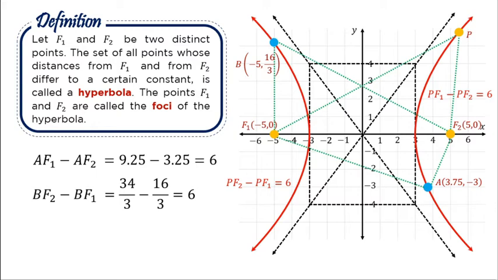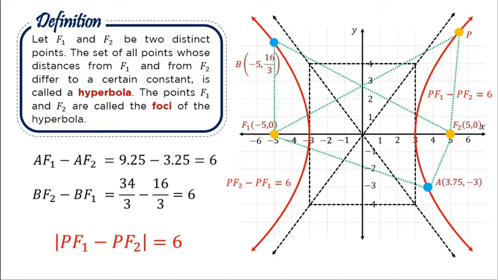Since the points could be located on the right side or on the left side, to guarantee the same difference of the distances, we will now take the absolute value of P to f sub 1 minus P to f sub 2, and that should be equal to 6. So this is now the property that we are going to use. The absolute value of the difference of the distances of any point on the hyperbola from f sub 1 and from f sub 2 is constant. In this case, we have 6. The constant here could be any number.